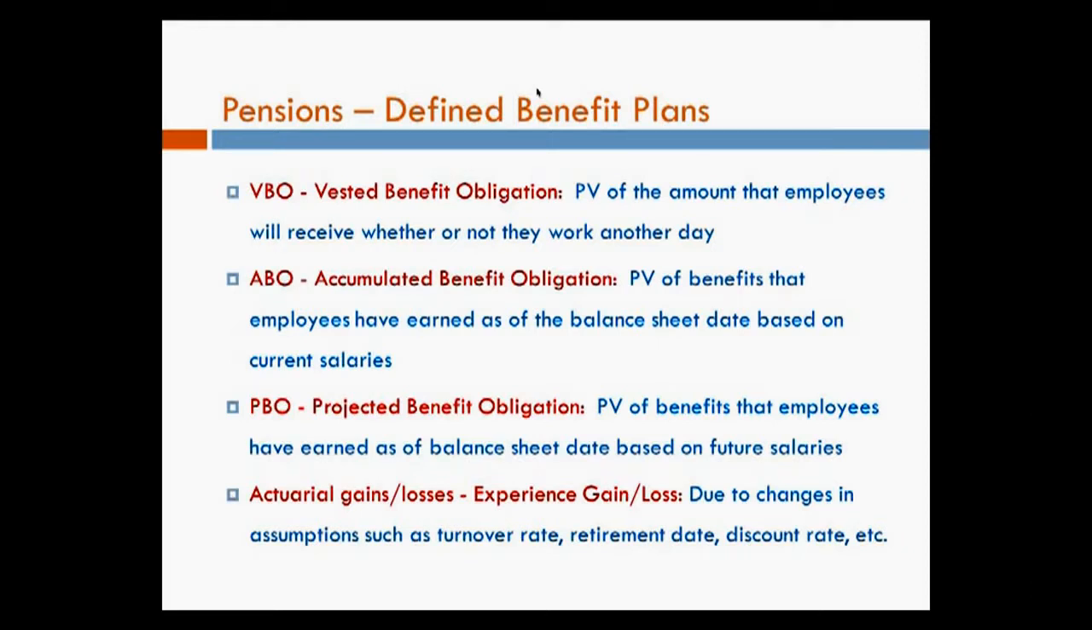Now, actuaries do the best they can, but there's going to be gains or losses compared to what the actuaries do. Of course, there are going to be changes in assumptions: turnover rate, retirement date, discount rates. A lot of things change over time, so the actuaries do the best they can. There will be gains and losses from the actuarial work. But let's focus on the ABO versus the PBO. This is where companies get in trouble.